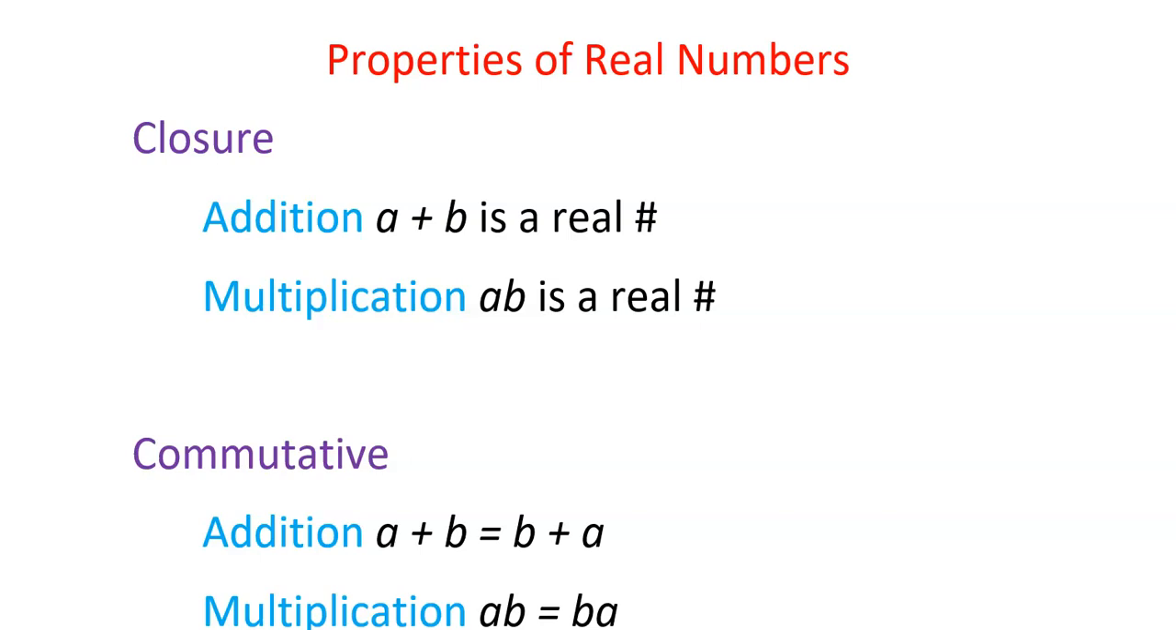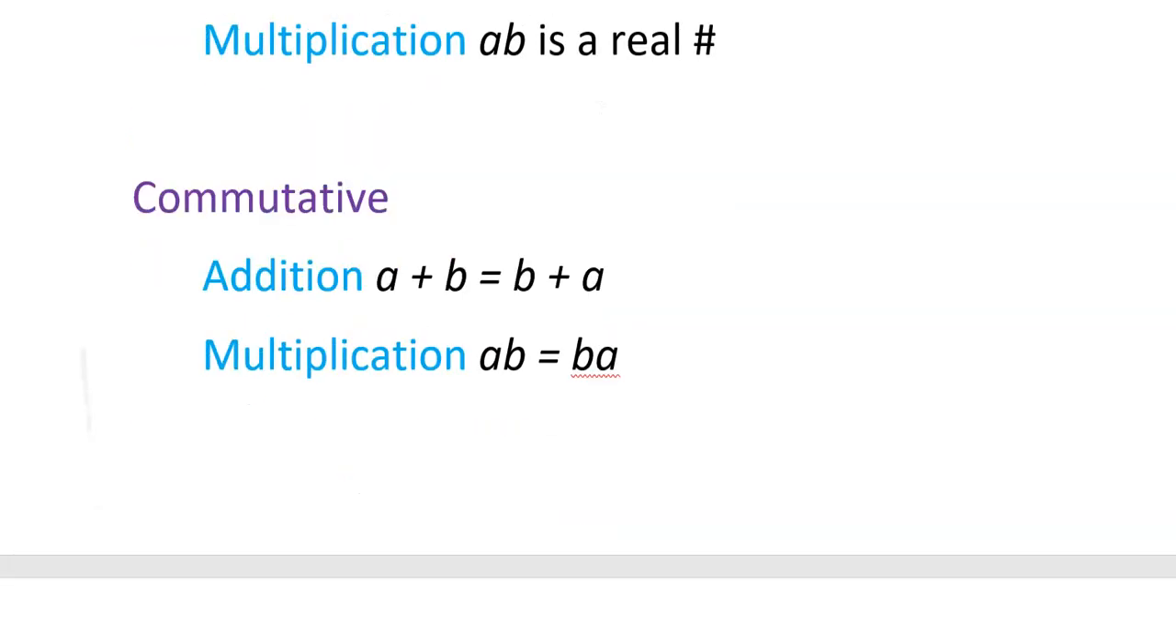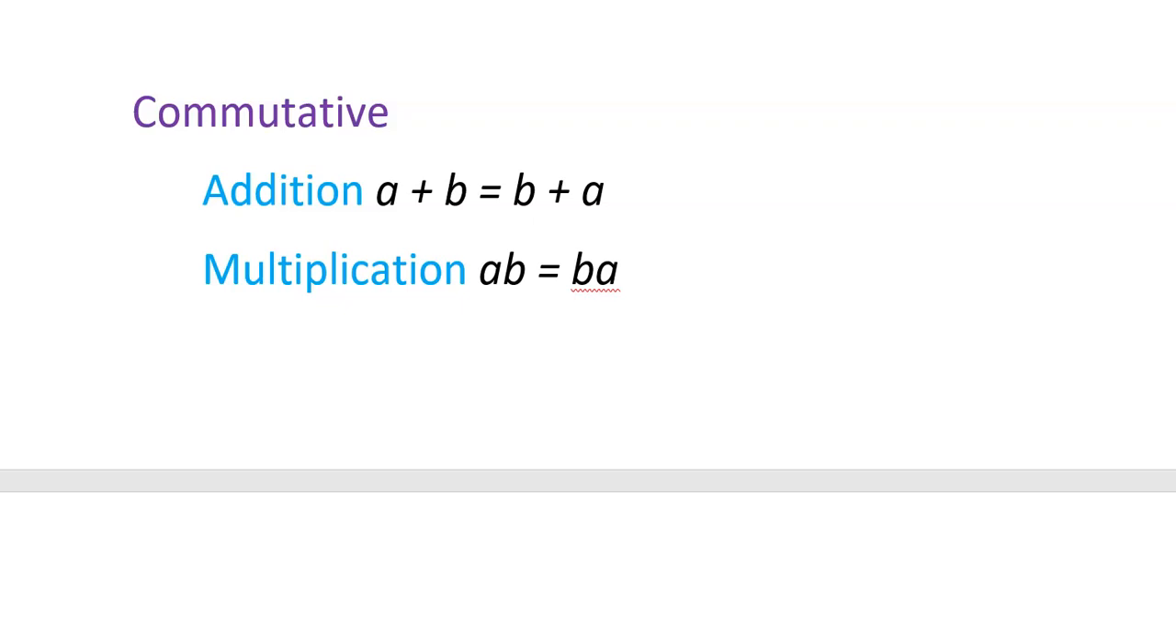So the first property is closure. Closure under addition: A plus B is a real number. It also is closed under multiplication: A times B is a real number as well. Commutative properties. Basically, when you look at the members on the left side, the members on the right side are reversed. So reverse order, and it doesn't matter if you're adding or if you're multiplying. Notice for multiplying, A times B is the same as B times A.